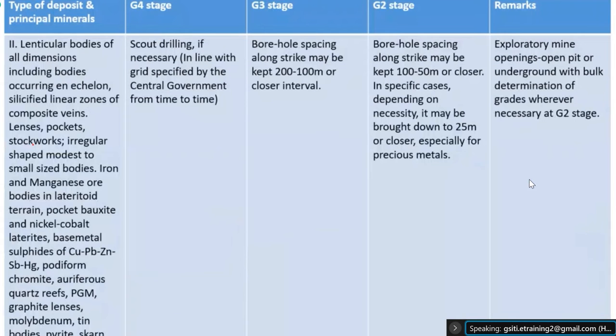Wait, yeah. So here, this is what we are talking about: lenticular bodies, including bodies which are forming in an echelon or silicified linear zone bodies. So what happens in the G4 stage? You have the scout drilling. If necessary, we do it. If not, we generally don't take it into consideration. But in the G3 stage, we have a spacing of 200 to 100 meters, followed by the G2 level, which comes with 100 to 50 meters.